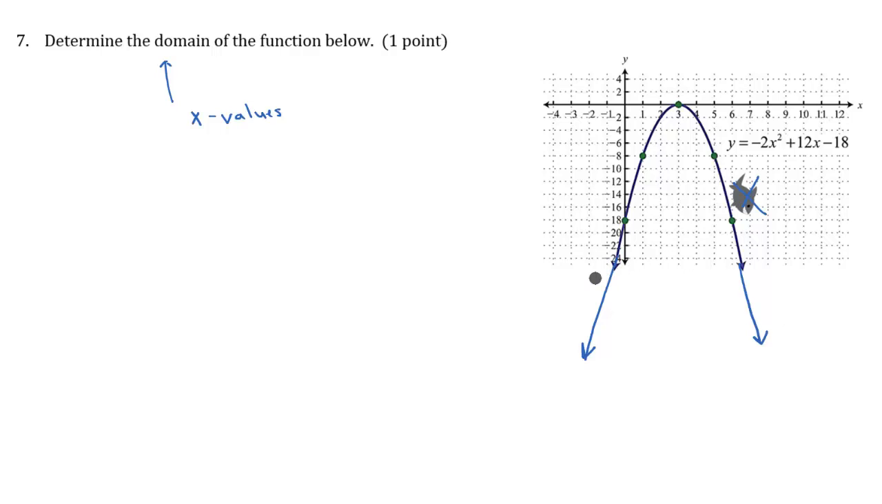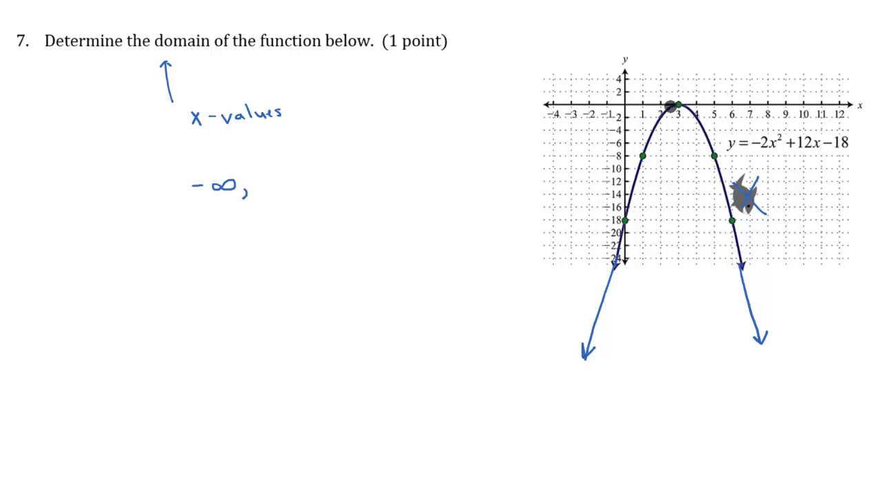So we want to figure out what is the lowest possible x value that we could have on this parabola. This x value here is 3, this is 1, this is 0, and then we're going to keep going lower and lower and lower for our x values. That continues on to negative infinity.